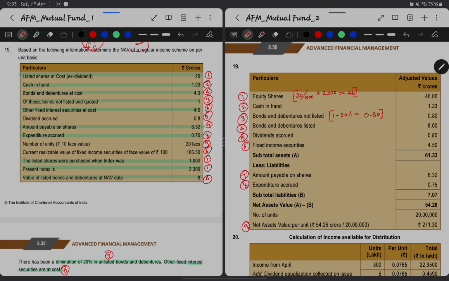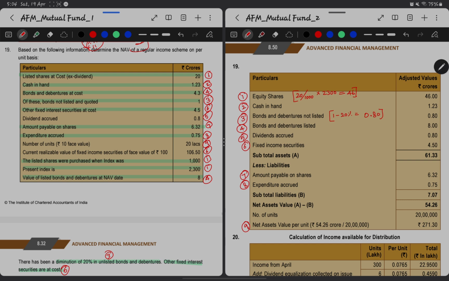Then there is some other information also pertaining to the NAV calculation. So they are asking the NAV of a regular income scheme on per unit basis. So they want NAV per unit with the available information. Now the information of assets and then the liabilities are given. So net asset value will be the total assets minus the liabilities, and then if we divide it by the number of units, we'll get NAV per unit.